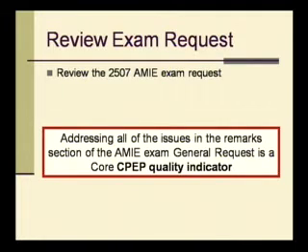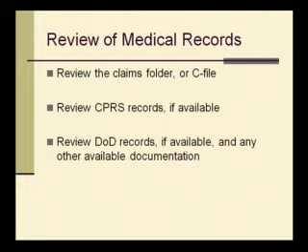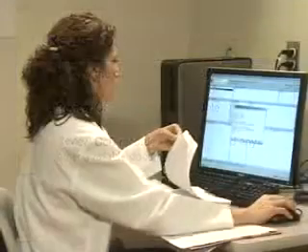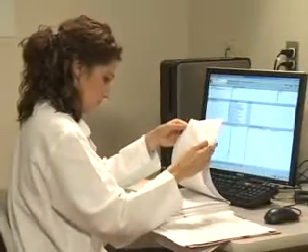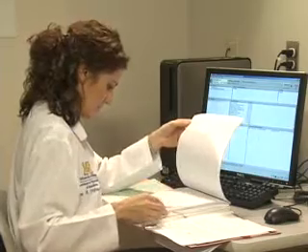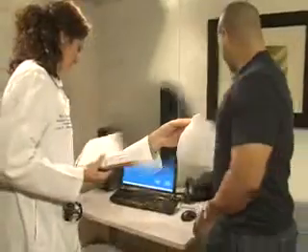quality indicator. Next, the examiner should thoroughly review the claims folder or C-file and review any available medical record in CPRS, Computerized Patient Record System. The examiner should look through DOD records if available and review any other sources of documentation of medical history. After reviewing the C-file and CPRS notes, the examiner will take the veteran's medical history.